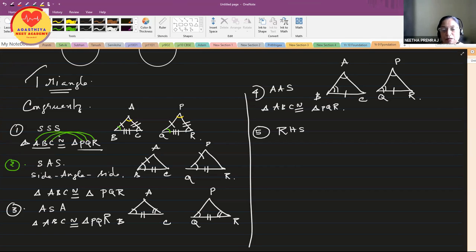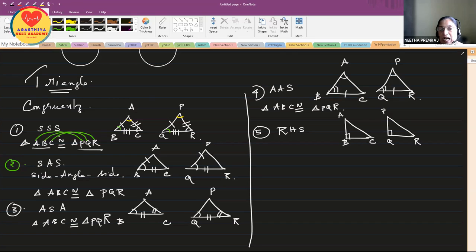This is applicable only in right angle triangles. What is a right angle triangle? Very good, super. One of the angles must be 90 degrees, then the triangle is said to be a right angle triangle, isn't it? Okay, we consider two right angle triangles, ABC and PQR.